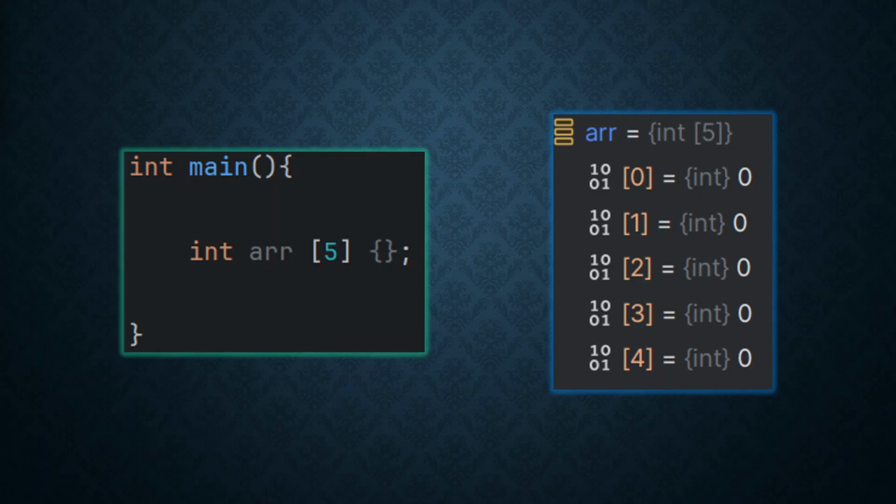In this example, we have an array named ARR and has its size declared as 5. We did not assign any variables. However, there are curly braces. If we look at the debug menu, we can see that all the 5 elements are initialized to 0.